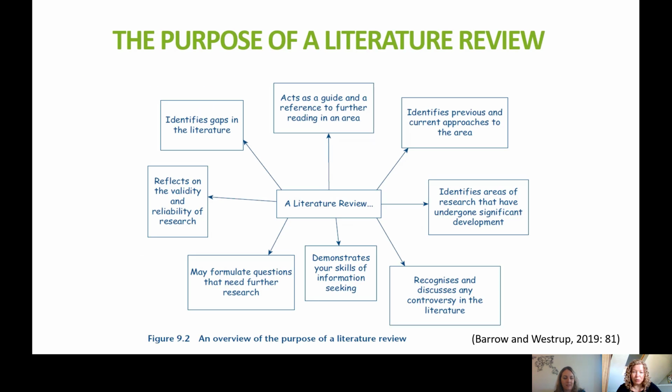One of the first things you'll need to do in your extended project qualification essay is to give a context of your research topic, your research design, and what you're actually going to explore as your project. And that's done through what we call a literature review. So as this diagram shows here, the purpose of a literature review, first of all, identifies previous and current approaches to the area. That's really important, because you need to be able to give your reader and your marker of the work a particular context.